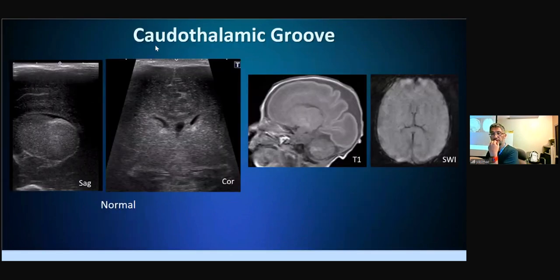So this is the normal caudothalamic groove. That's the normal appearance. That's the choroid plexus extending into the caudothalamic groove. That's the thalamus. That's the head of the caudate. That's normal. On the coronal, we can see them as echogenic structures, not very extensive into the ventricle, slightly extensive. And this is the proof that it's not hemorrhage. We did an MRI, there is no hemorrhage.